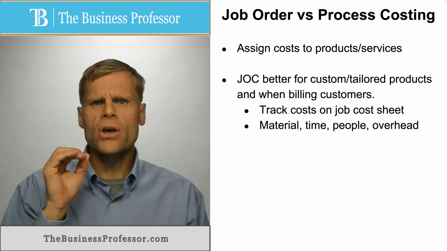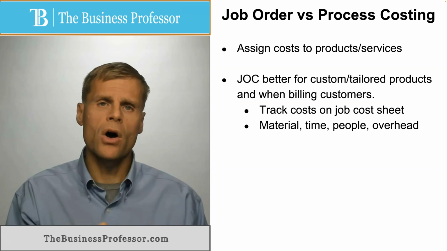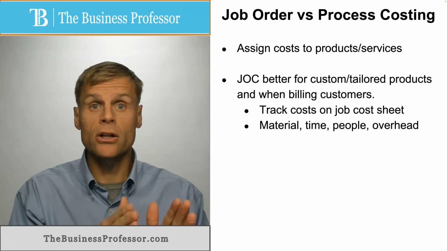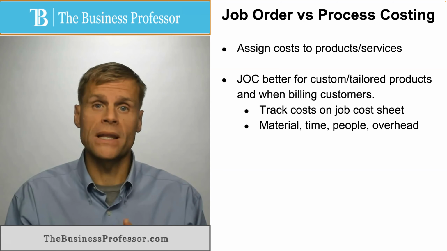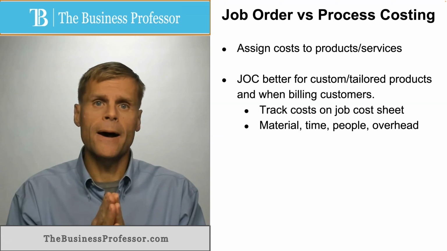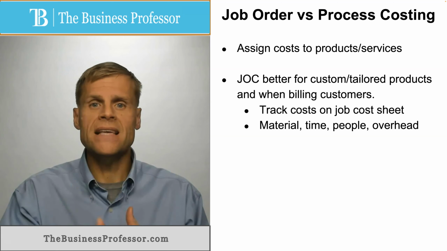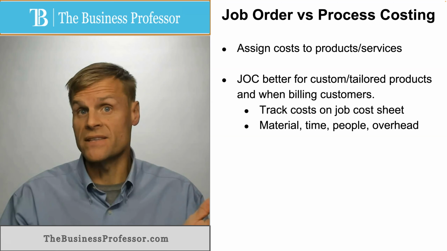All right. So how do you go about doing that? Well, generally you track the individual costs on a job cost sheet, including elements of time for human labor and stuff like that, and you translate that to the job cost sheet. But material, time, people, overhead, all of these things have to be accounted for with the specific job.